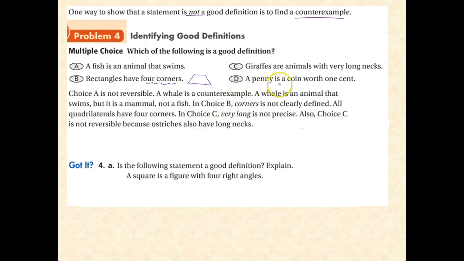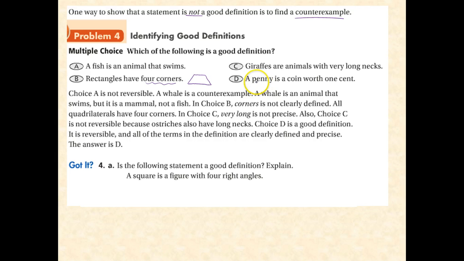How about D? A penny is a coin worth 1 cent. Is that reversible? A coin worth 1 cent is a penny? Yeah, it's a good definition. It's reversible. All the terms are clearly defined and precise.